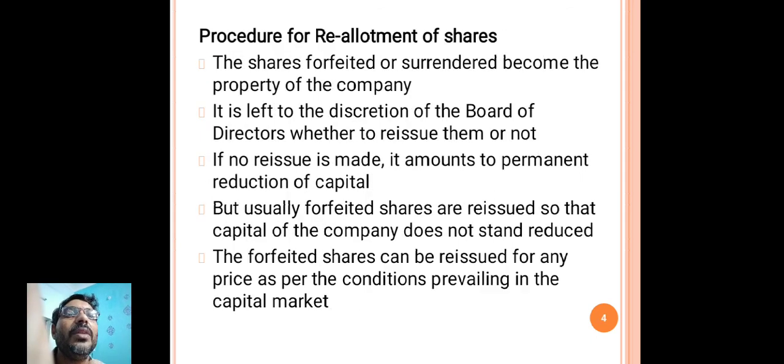So this is about the procedure for reallotment of shares. The forfeited shares are surrendered and become the property of the company, and it is the discretion of the board of directors whether they want to reissue or not. If they don't want to reissue the shares, there is a permanent reduction in the capital. Generally, the boards of directors in joint stock companies will reissue the forfeited shares because they don't want to reduce the capital.